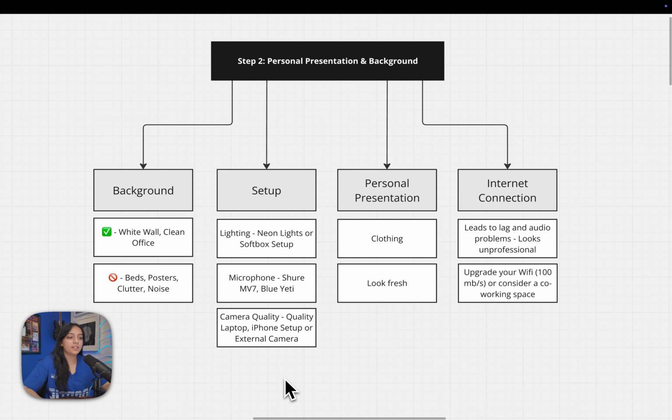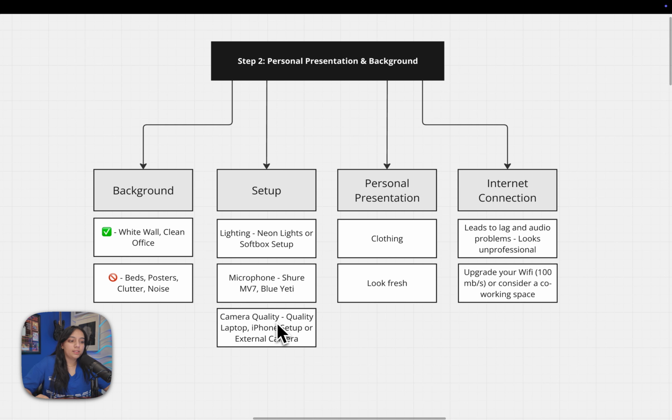You also want to avoid clutter, and you don't want your office to look like a bedroom. When it comes to setup, you also want to make sure that you have good quality lighting and a good microphone because that instantly gives a professional first impression to your prospect. And when it comes to good lighting, you can invest in a softbox light, or you can just take calls in a room with good natural lighting. Just make sure you're facing a window.